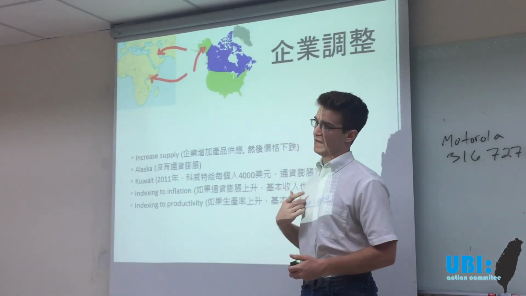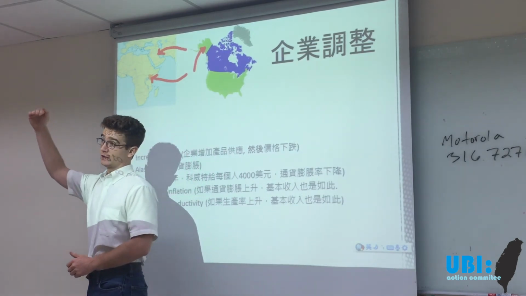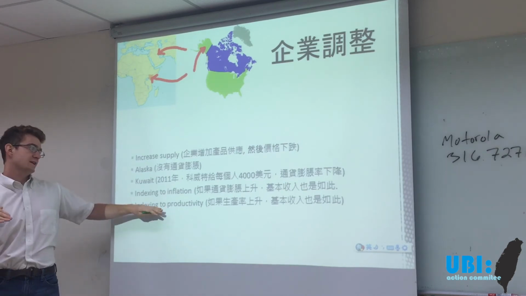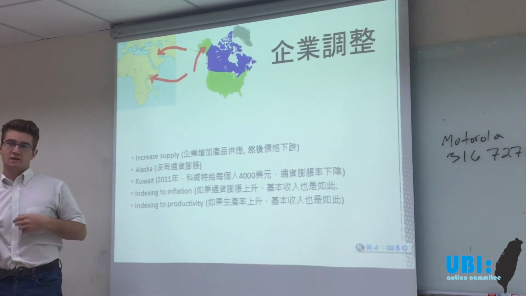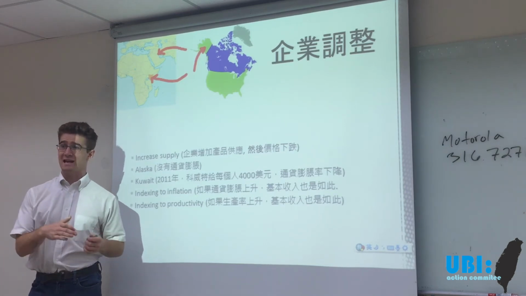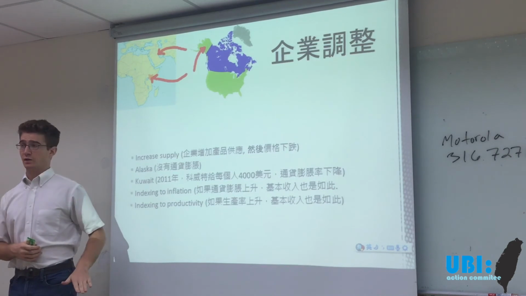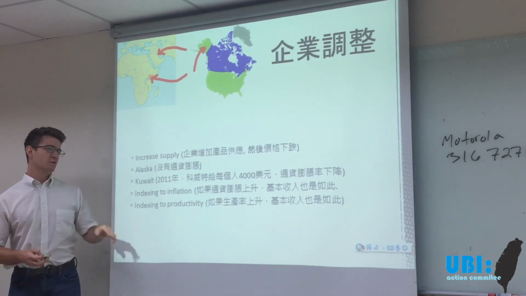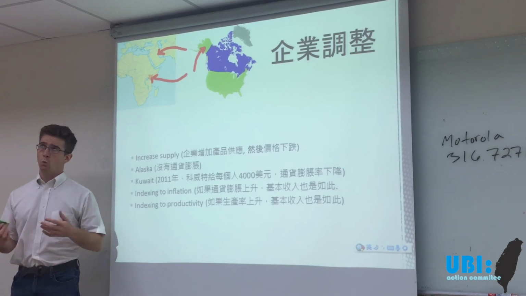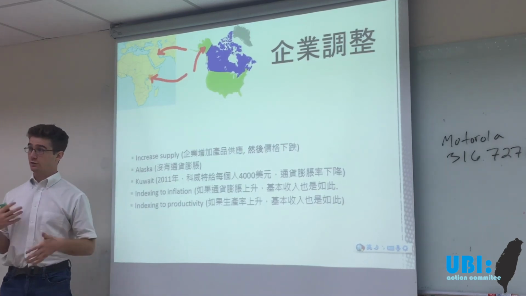We can also index it to productivity. Productivity has been increasing in developed countries, but wages have been pretty stagnant. One idea would just be to say, as productivity in the economy increases, as a single worker is able to get more done with technology, the universal basic income is going to increase. The philosophical idea behind indexing the productivity is that workers should share in the increased fruits of their labor.